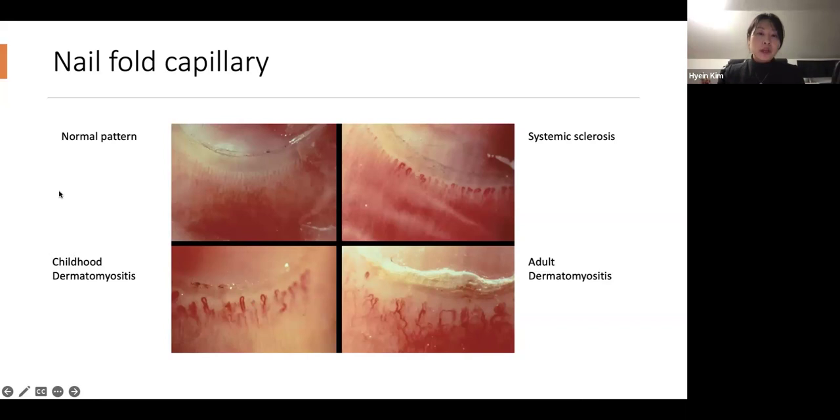In patients with Raynaud with the normal nail fold pattern, they're probably more likely to be primary, whereas if they have these abnormal nail fold capillaries, that is helpful and is probably more likely to be a connective tissue disease or autoimmune disorder.